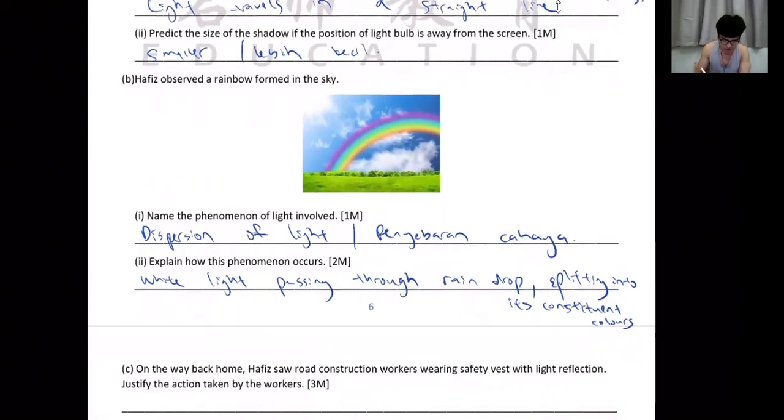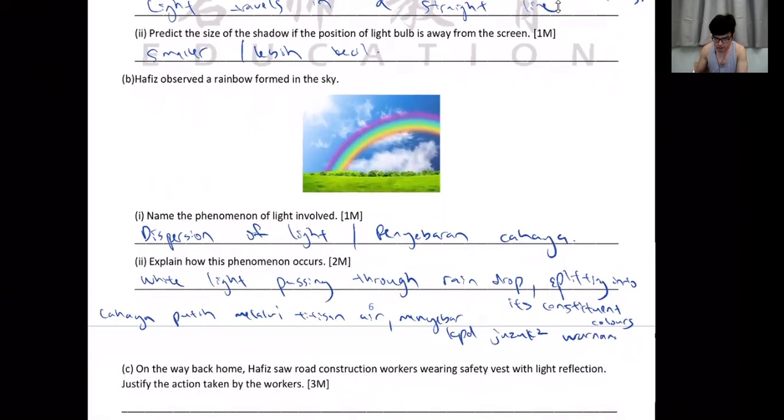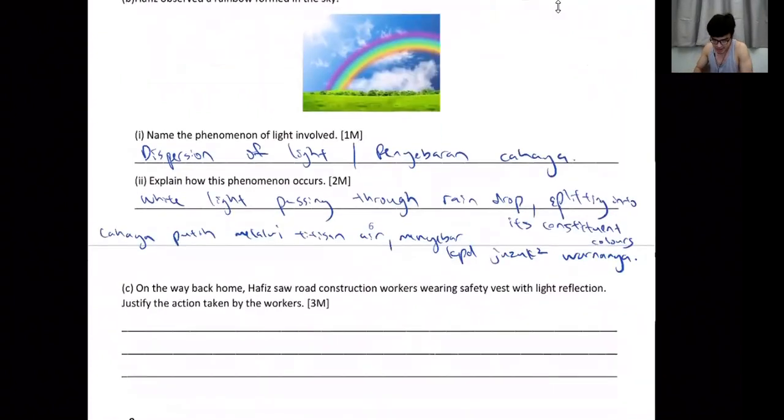It's okay. So cahaya putih melalui titisan air. Okay, menyebar kepada juzuk-juzuk warnanya. Or you can say kepada 7 warna lah. Can. I know the sentence doesn't sound very fancy, but hey, the meaning is there.